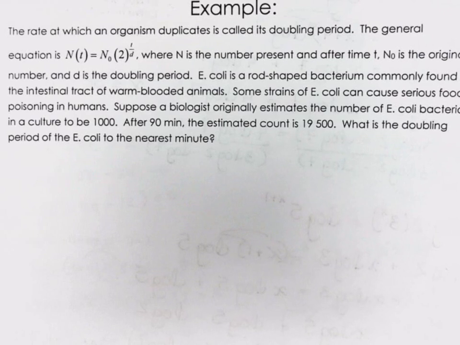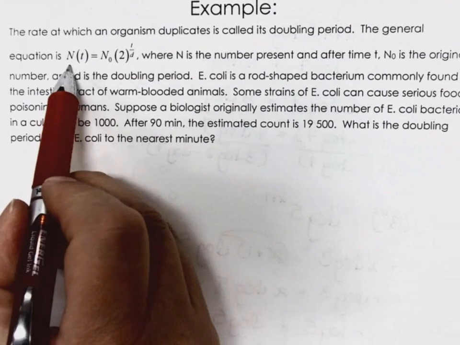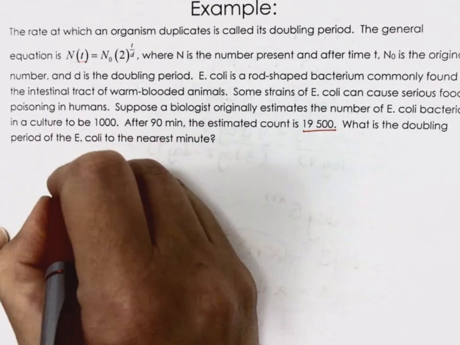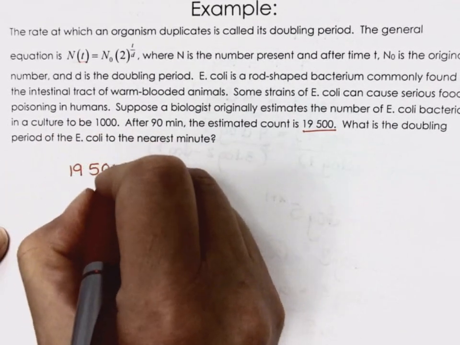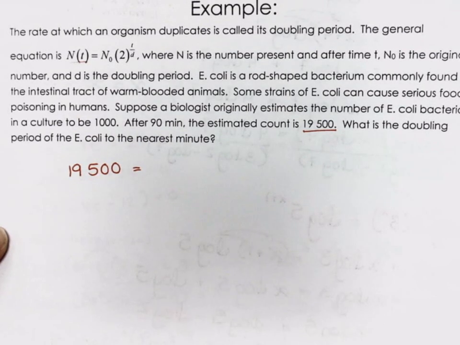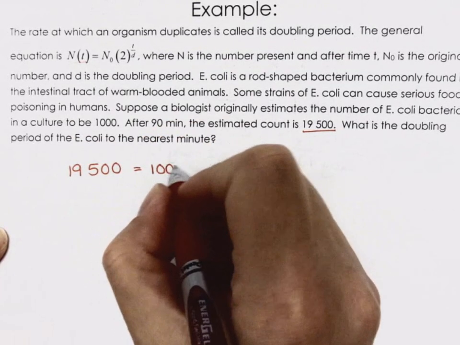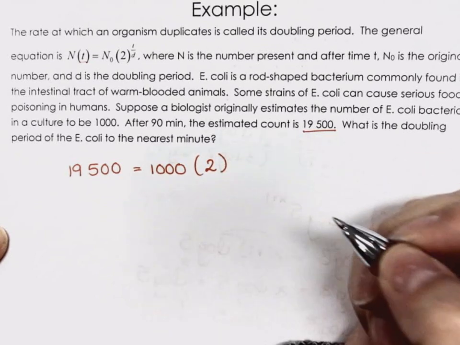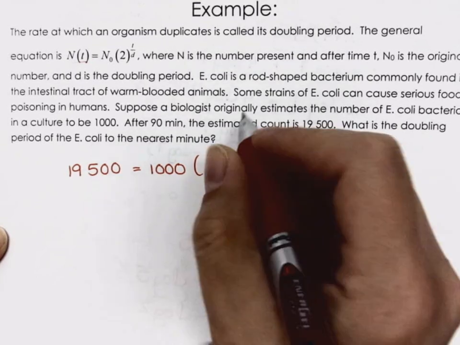T is measured in, I'm going to say minutes. I didn't say that in this, but I'm going to say that it's minutes. So let's fill in what we know. We know that the final amount is 19,500. What was the initial amount of E. coli bacteria? 1,000. It's doubling. That's exciting. How much time has passed? 90 minutes.